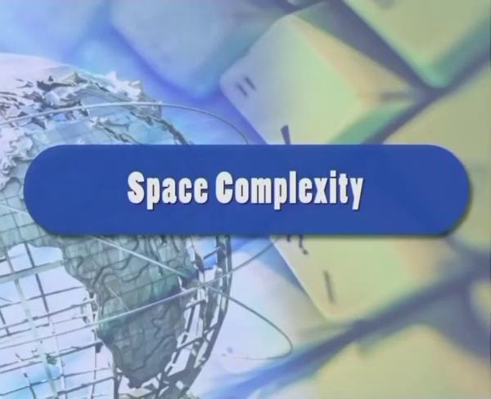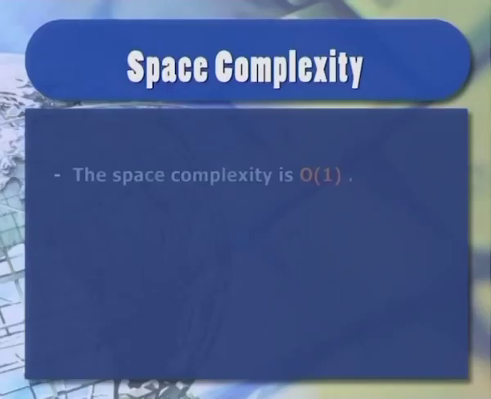The fact that selection sort requires n minus 1 swaps at the most makes it very efficient in situations when write operation is significantly more expensive than read operation. Space complexity. Selection sort is an in-place algorithm, which means that no more than constant space is required to perform the operation. Thus, the space complexity is order 1.